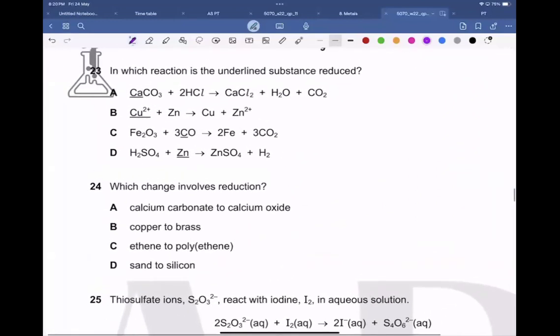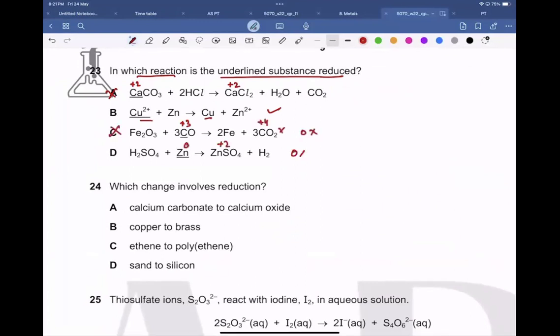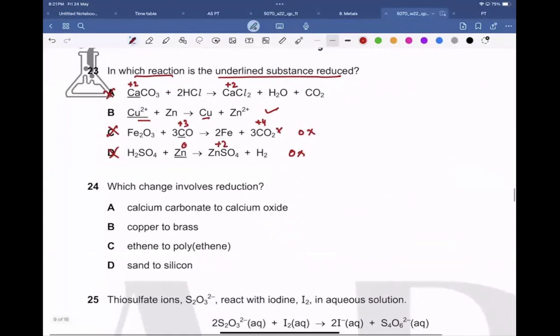Now, question number 23. In which reaction is the underlined substance reduced? So see over here, it's +2 and it's +2. So no reduction. +2 to 0, yes, reduction. +3 to +4, no reduction. Here it's an oxidation. Here it stays the same. And 0 to +2, so here again it's oxidation, so no reduction. So the underlined substance which is reduced is the copper ion, so B is the correct answer.